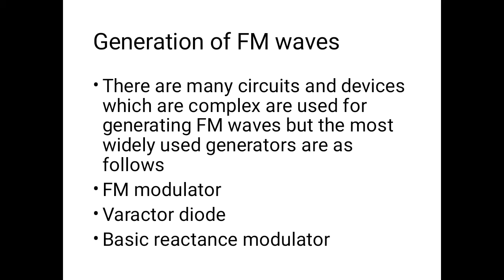We have already learnt about amplitude modulation and the different circuits used for generating amplitude modulated waves, like the transistor AM modulator, diode detector, ratio detector, etc. Similarly, for generation of FM waves, there are many circuits and devices which can directly generate FM waves, but some of them are complex. The most widely used FM generators are the FM modulator, the Varactor diode modulator, and the basic reactance modulator. In the last class, I gave just a brief description of the components used in the different circuits.